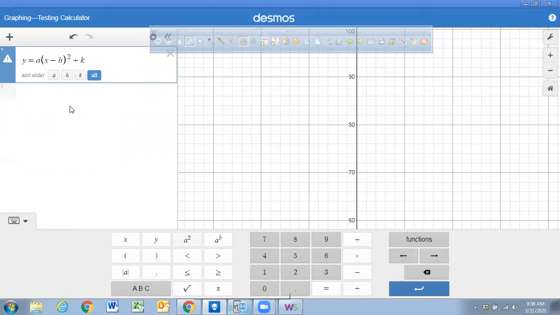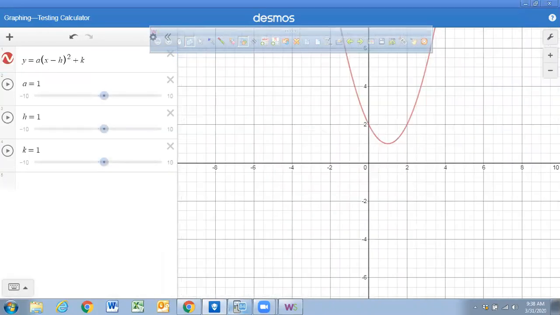All right, so this is vertex form. I'm going to add a slider to all of them, okay? And I want you guys to see right now what this is saying. This is saying right now that my A value is 1, my H value is 1, and my K value is 1. Okay, I'm going to leave my A value as a 1.